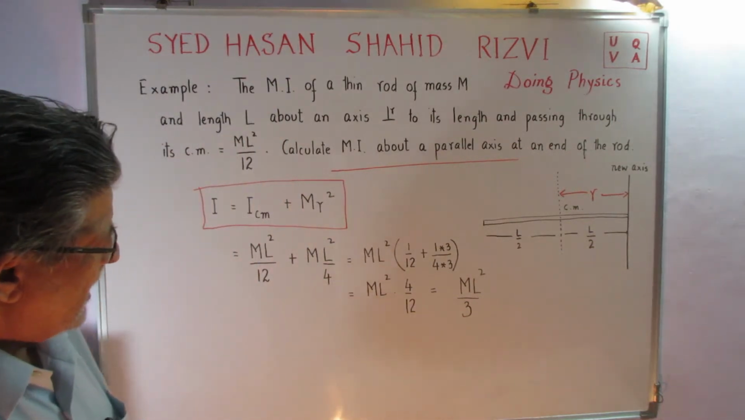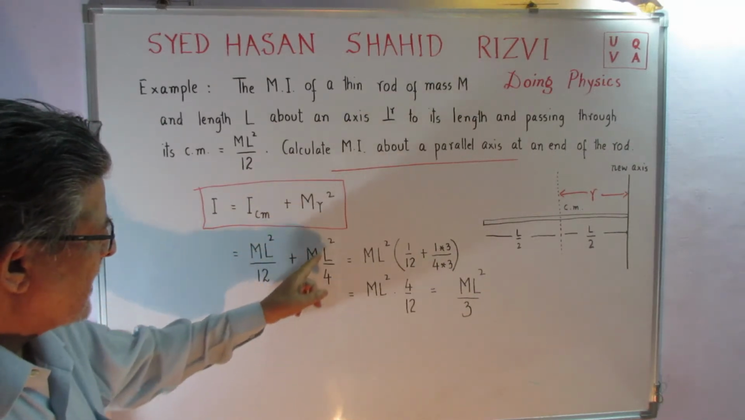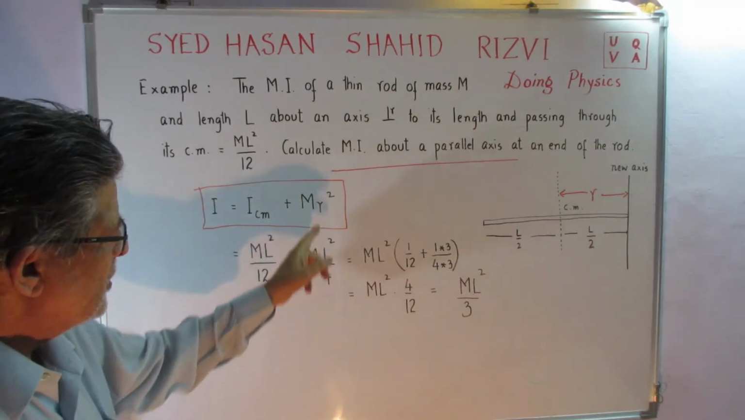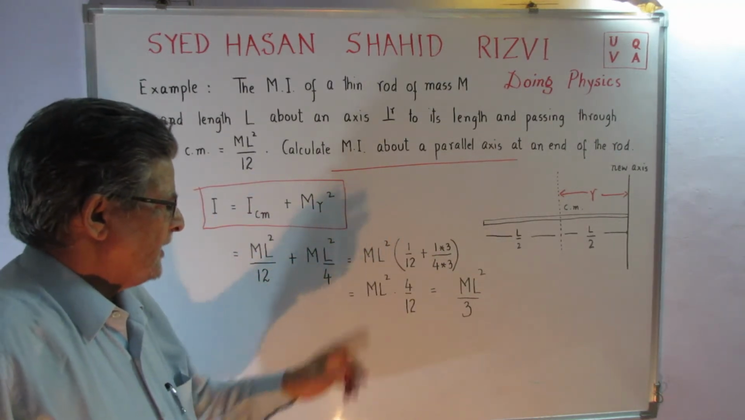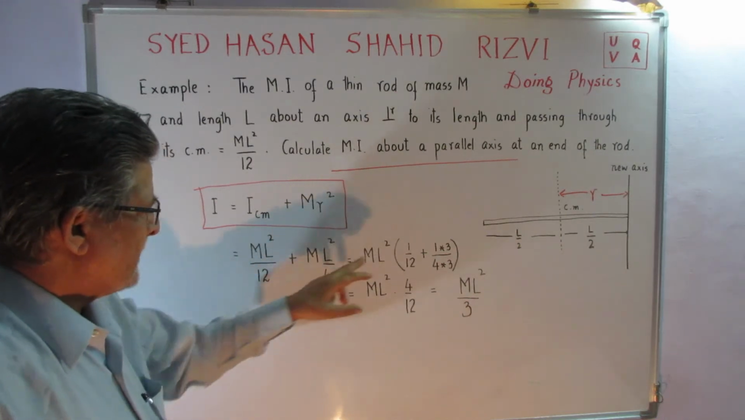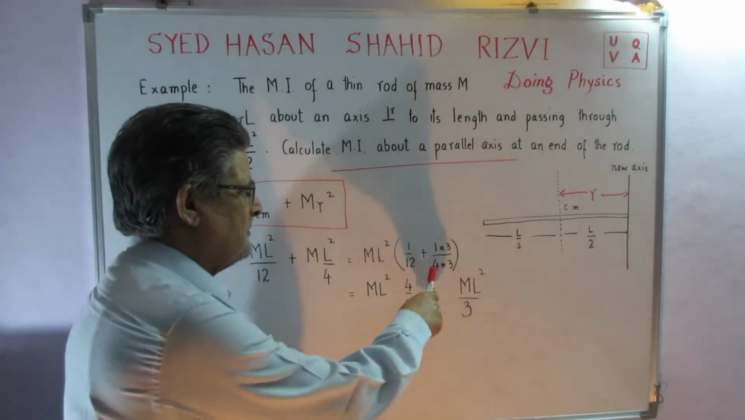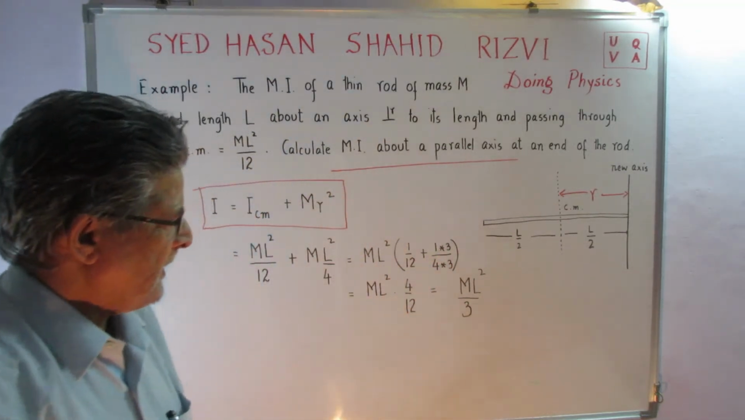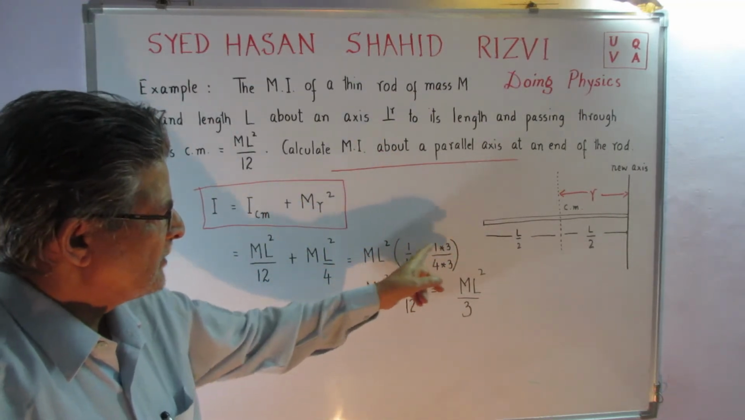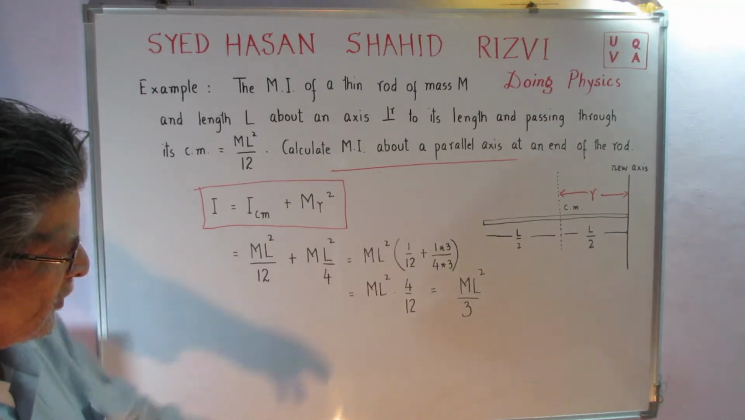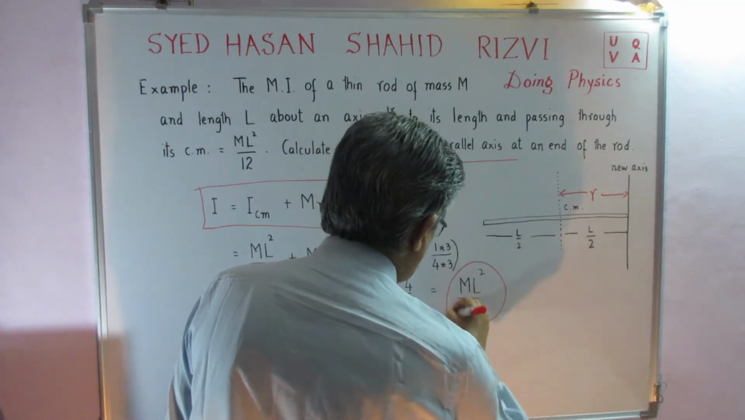Ml square by 12 plus m times (L by 2) whole square, which is L square by 4. So I am writing it ml square, 1 upon 12 plus 1 upon 4. Making the two denominators the same, 12 here and 12 here, this turns out to be equal to 1 plus 3, that is 4, 4 divided by 12, and that turns out to be equal to ml square over 3.